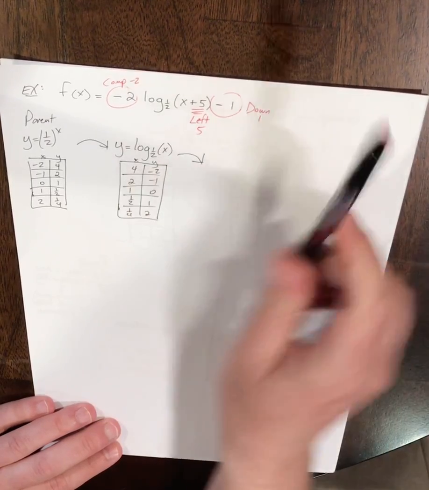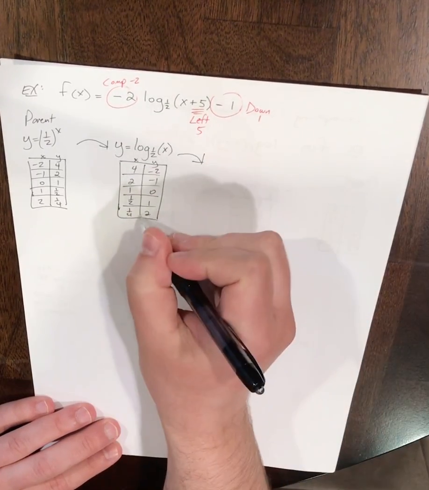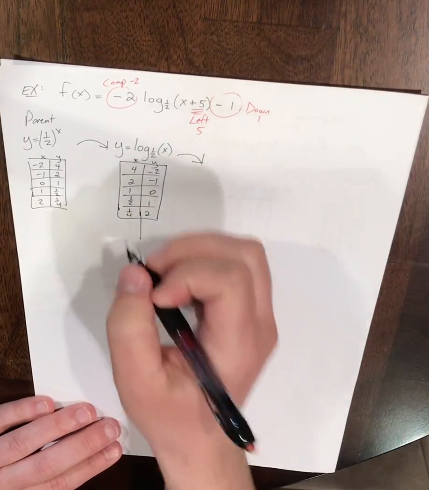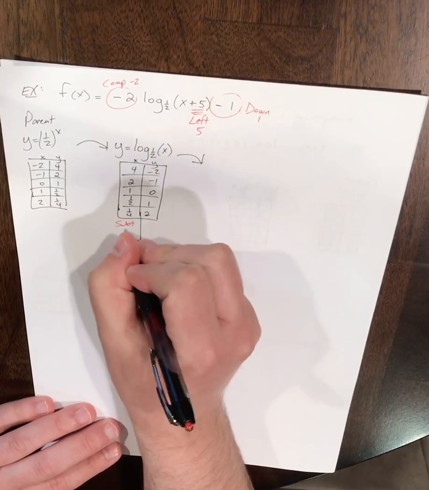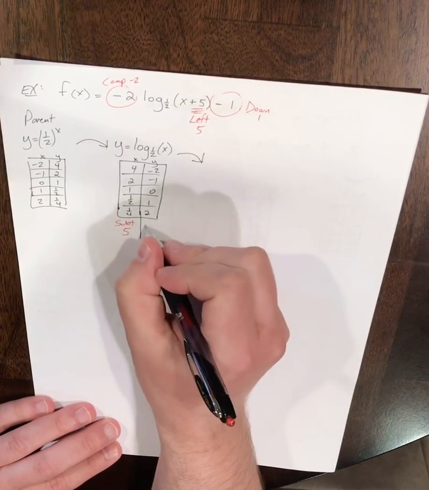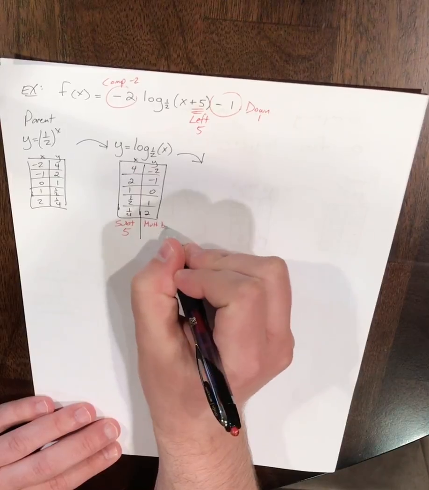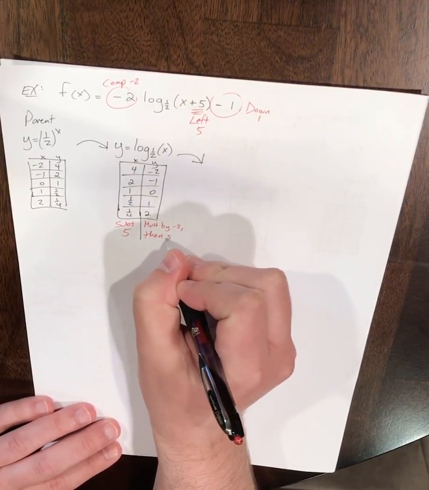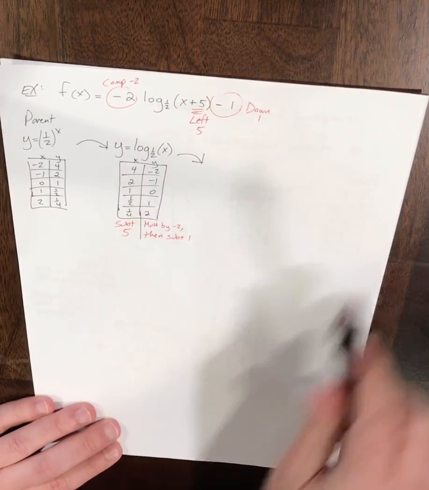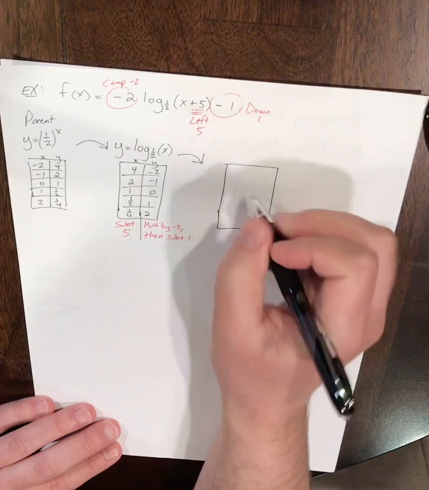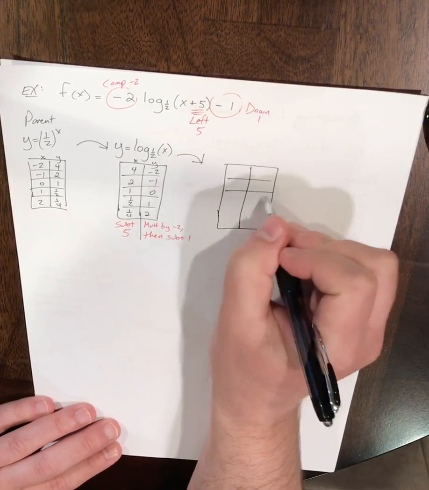So in the x column, all we have to worry about is that left 5. So that would be subtract 5 from all of these. And then in the right column, you're going to multiply by negative 2. And then, moving down 1, subtract 1. All right, so this will give you the third table, the final table. This last table is always the one that you graph.